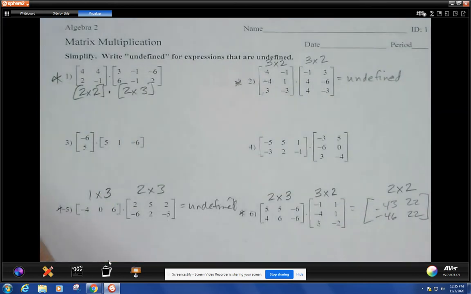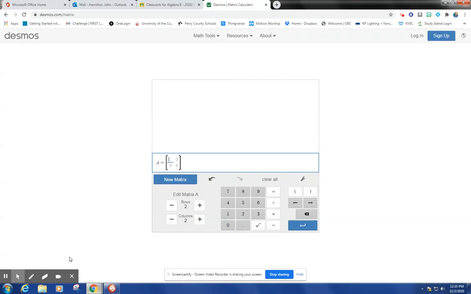So here we go. We go back to our matrix calculator. I'm going to go ahead and do my first new matrix, which is a 2 by 2. That's already kind of set up for me. 4, 4, 2, and negative 1. All right, let's do a new matrix. And this one was a 2 by 3. Now, a while ago that worked, a 2 by 3. Maybe it'll work this time.